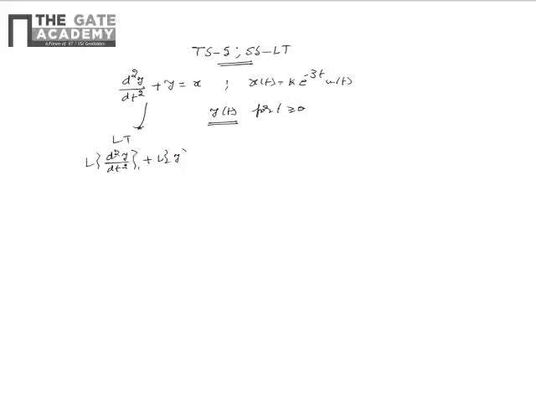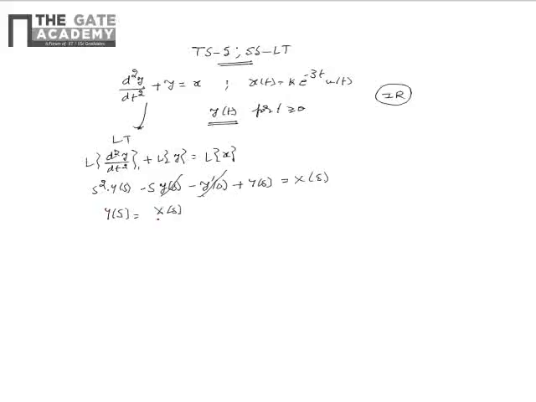plus Laplace transform of y is equal to the Laplace transform of x. Please note that here it is given that the system is initially relaxed. We know that Laplace transform of d square y by dt square can be written as s square into y of s minus s into y of 0 minus y dash 0 plus y of s, which is the Laplace transform of y of t, is equal to x of s, which is the Laplace transform of x of t. As the system is initially relaxed, y dash 0 is equal to 0 and y of 0 is equal to 0.